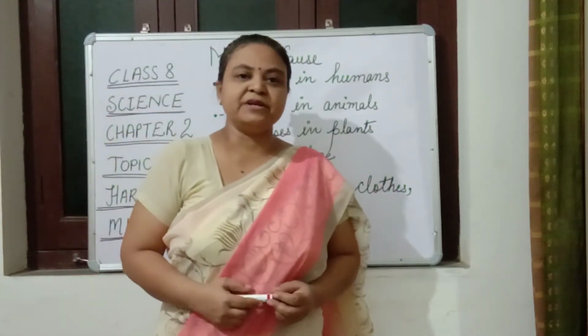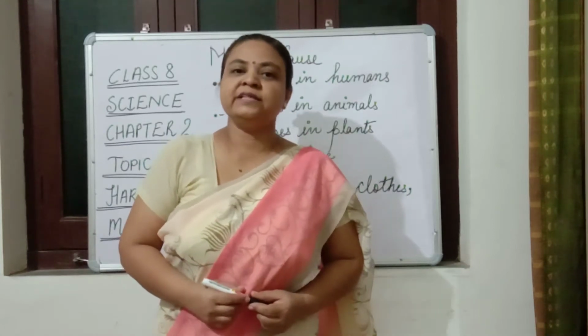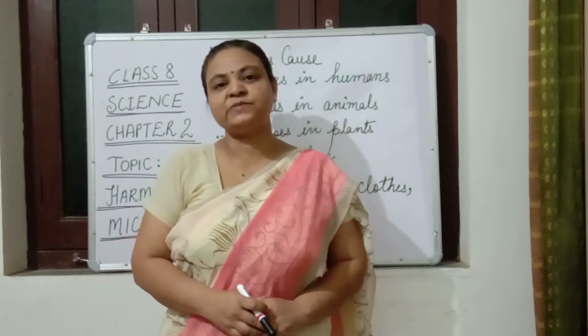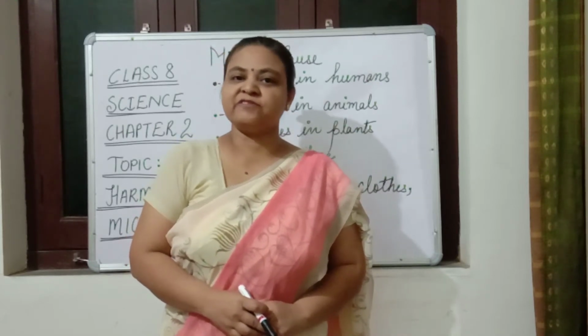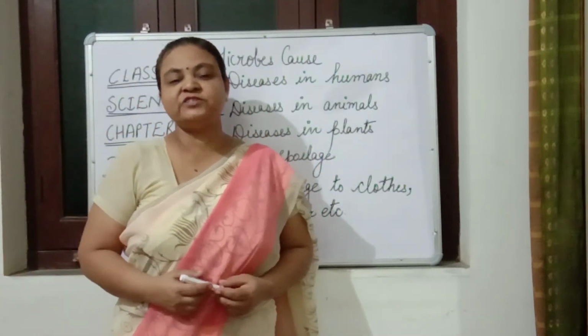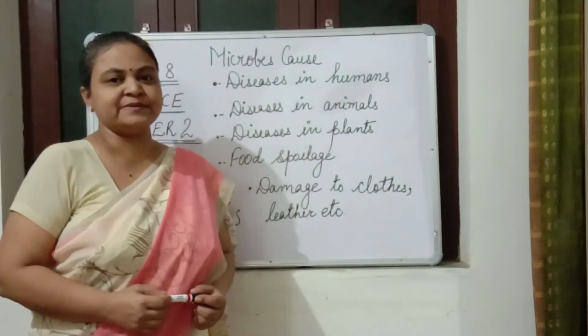We are doing chapter number 2, microorganisms, friend or foe. In this chapter we have studied what are microorganisms, their 5 groups and the uses of microorganisms. Children, we know that those organisms which cannot be seen with naked eyes are called microorganisms.